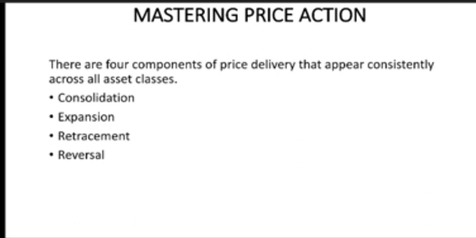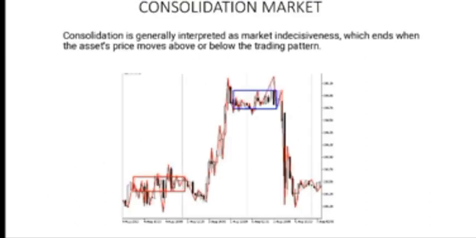Now let's move on. Consolidation, as the name implies, is a situation whereby the market is what? The market is ranging. It's generally interpreted as market indecisiveness, which ends when the asset price moves above or below the trading pattern. It simply means that the price is neither going up nor coming down. It is moving within a range.